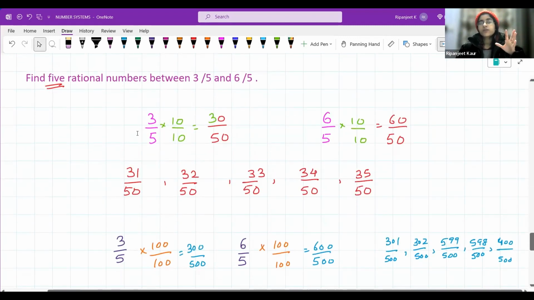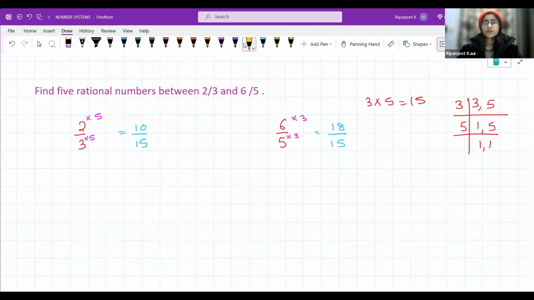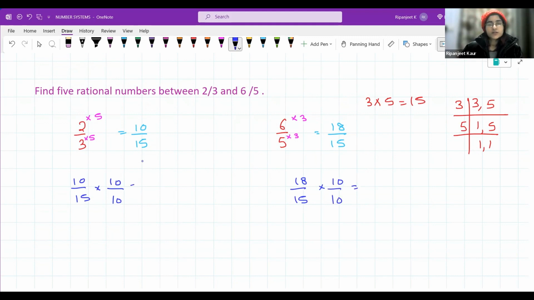What did we do when the denominators were same? We just multiplied with 10 divided with 10, or we can go with even 100. Now, the same thing we have to do again when we have the numbers. So we have 10 over 15, we have 18 over 15. We just multiply and divide it with a 10 here also. So what are we getting? We got here 100 over 150 and 180 over 150.